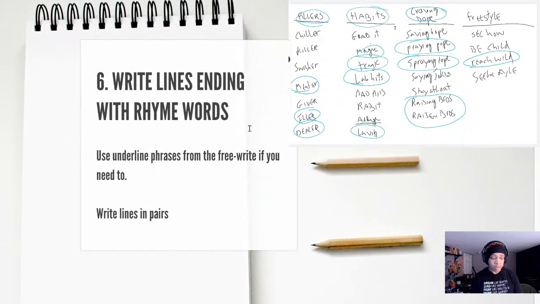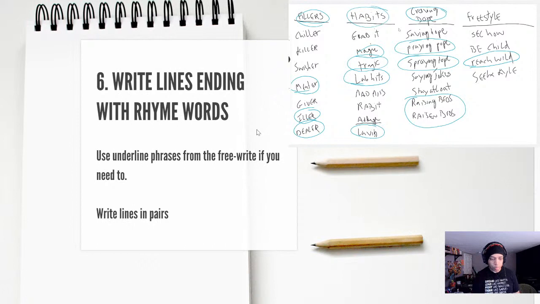All right. And then the next part of this is you're writing lines that end with the rhyme words. You can use your underlined phrases from your free write, because those phrases would be like the message that you want to communicate, because it caught your attention. You can also create new ones. Now that your brain is going, you have rhymes, you have messages, you have a topic, right? Ideas should be starting to come. Your brain is warmed up.